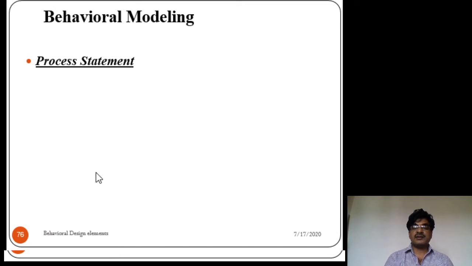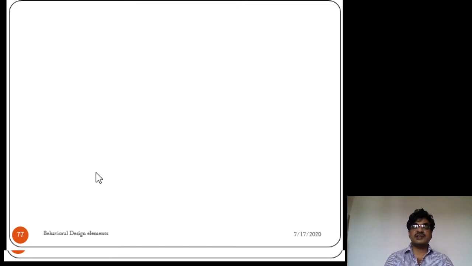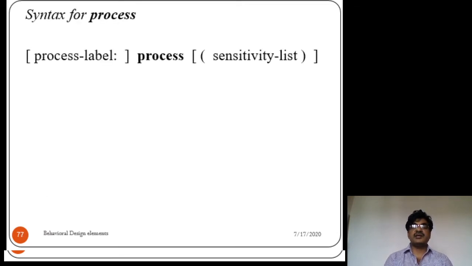See the syntax of the process statement. It starts with the word process. Before the process word you can use a label name or not; that is optional, it's not compulsory. Then process of sensitivity list. The sensitivity list is also optional.